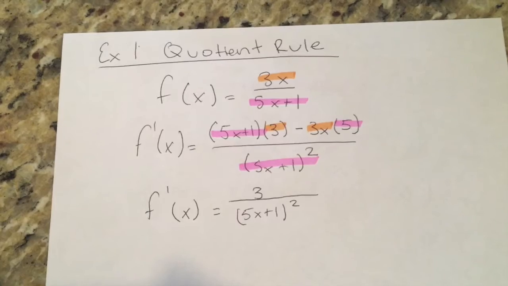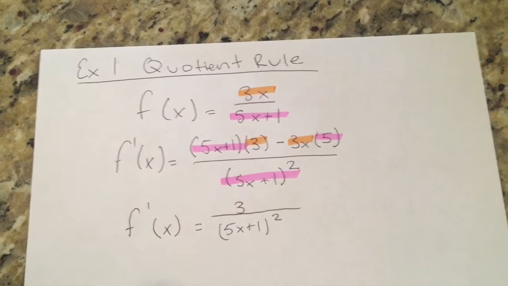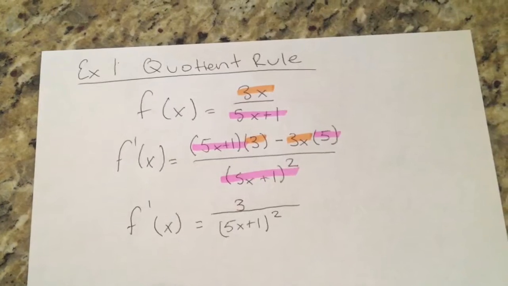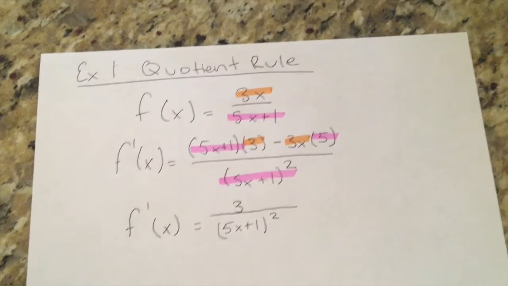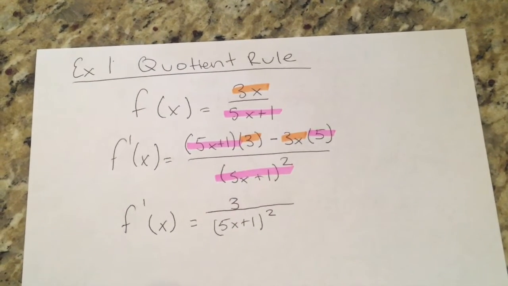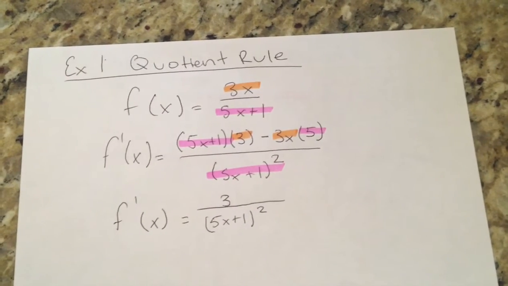Now let's work on the quotient rule. Professor Cogswell always uses this memory tool of low d high minus high d low all over low low. So let's start on this example. For this first example, we're going to let f of x be equal to 3x all over 5x plus 1. So I've highlighted the low function in pink and the high one in orange. That way we can see how it goes throughout the derivative. So remember, low d high minus high d low all over low low.